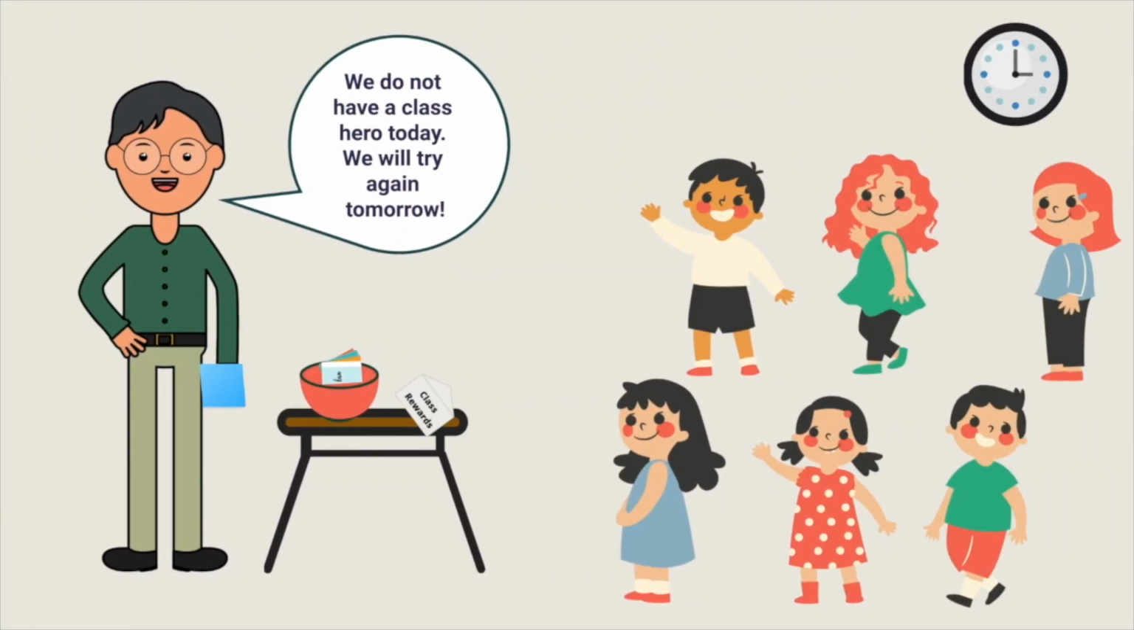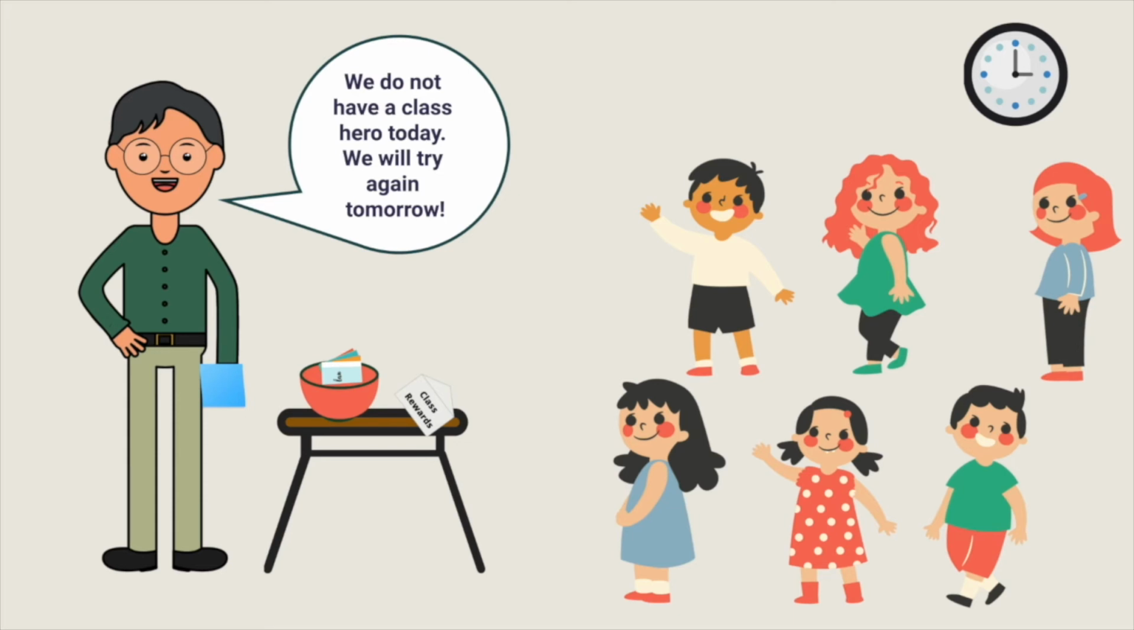If the selected student does not show the positive behaviors your teacher is looking for from a class hero, then your teacher will announce that there is no class hero this time. Your teacher will remind you of the behaviors expected of a class hero and encourage all students to try again next time. Your teacher will not announce the name of the selected student.